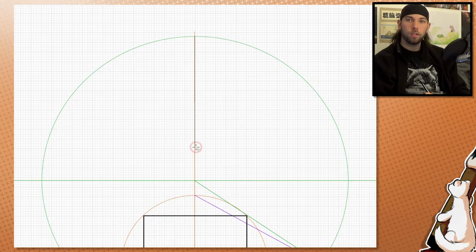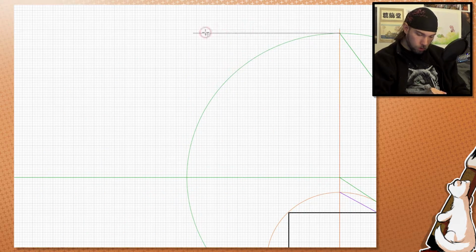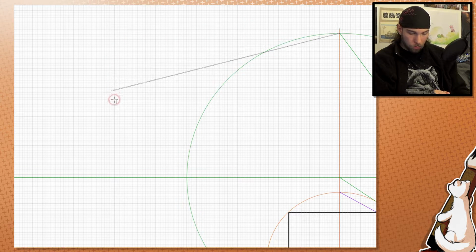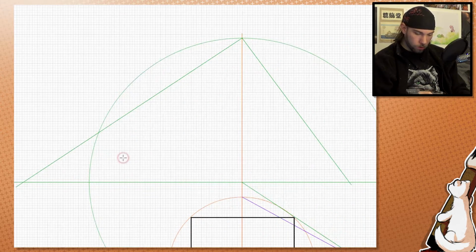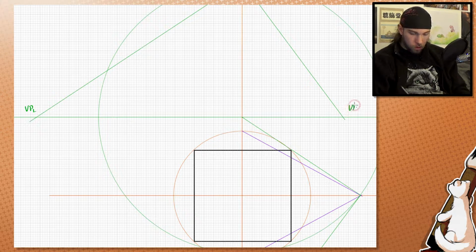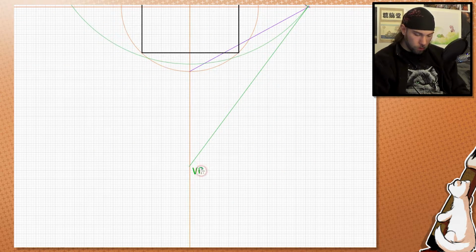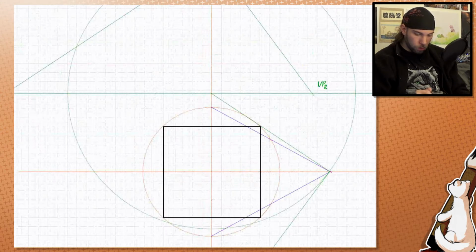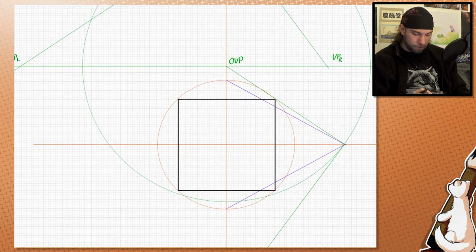So let's again rotate at 35 degrees, because why not? So 1, 2, 3, 4, 5, 6, 7. There we go. And the other one too. 1, 2, 3, 4, 5, 6, 7. Alright. And so we have here our left vanishing point, our right vanishing point, and our vertical vanishing point. And let's also label this one here. It's our orthogonal vanishing point, OVP.